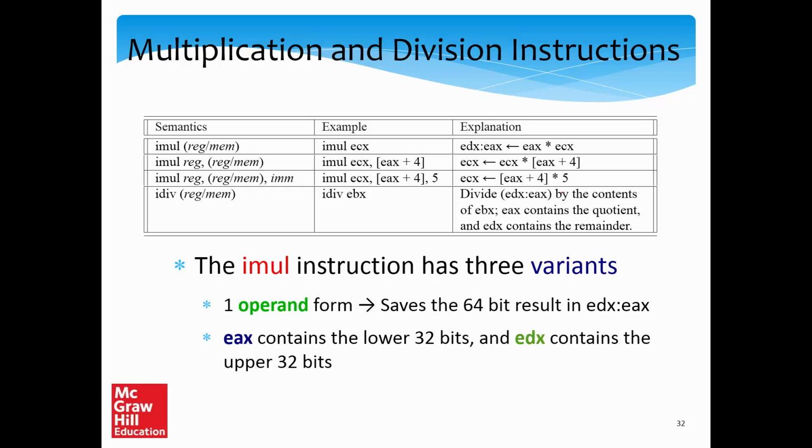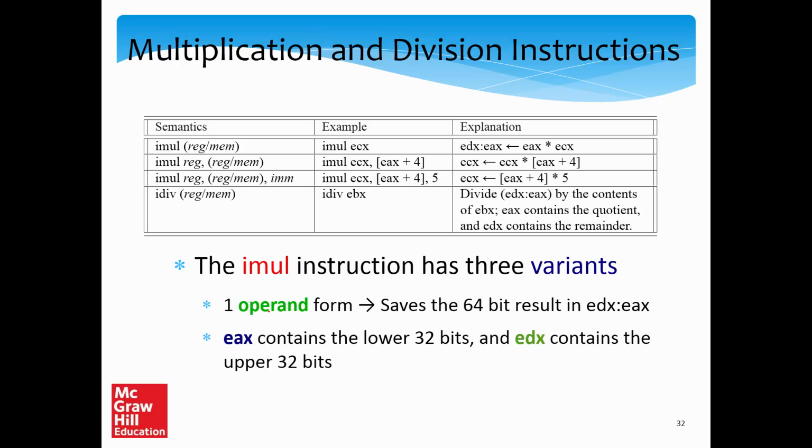Alright, now let's take a look at multiplication and division instructions. These instructions are always complicated, but they are not all that difficult. They are similar to ARM, but there are certain complexities involved. So let's take a look at the IMUL instruction in the single address format.